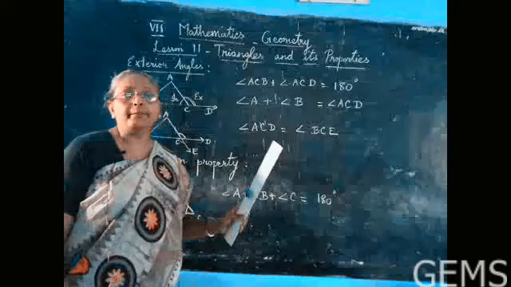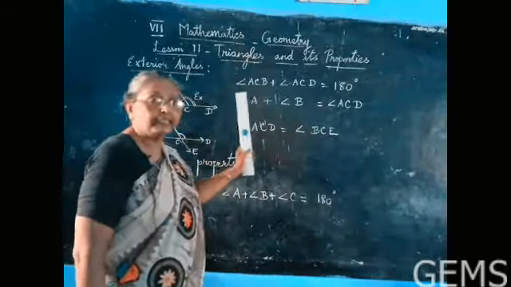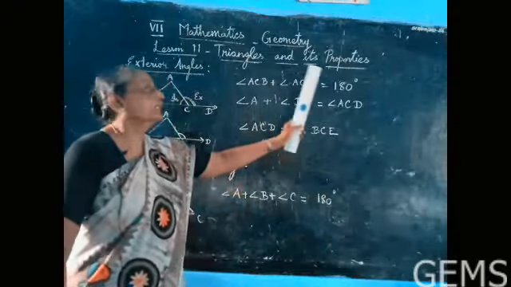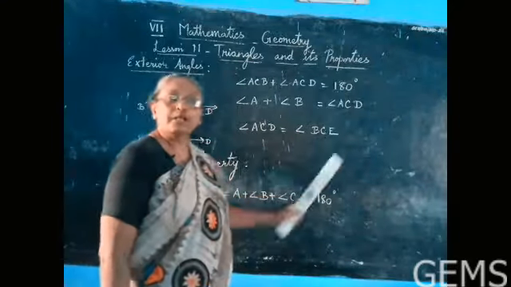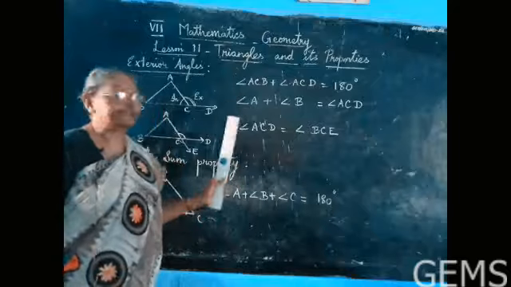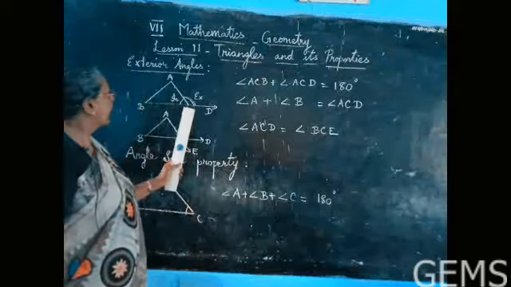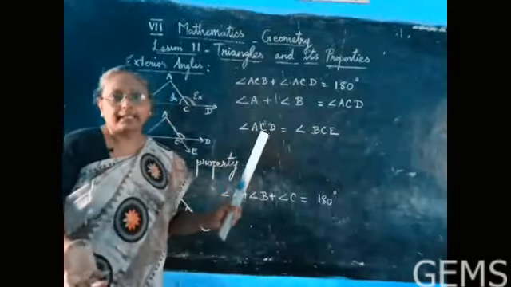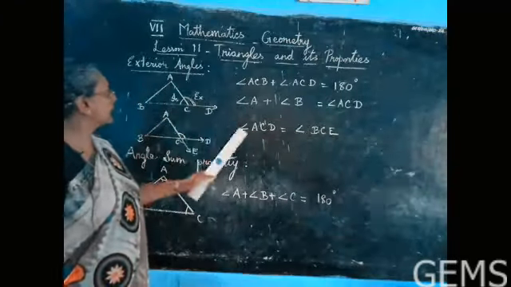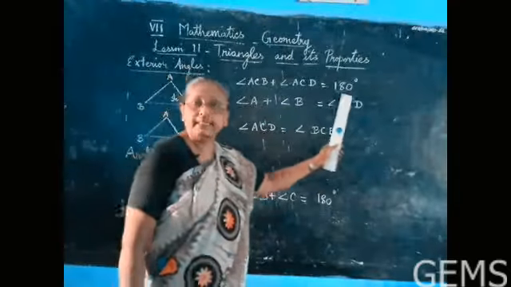According to this property based on exterior angles, the sum of these two angles, which is the exterior angle ACD and its adjacent interior angle ACB, is equal to 180 degrees. Because we already know for any linear pair the sum of the angles is 180 degrees, and here it is very clear that these two angles are a linear pair. They are lying on the same line and they are a pair of angles. So angle ACD plus angle ACB, which is the adjacent interior angle, the sum will be 180 degrees.